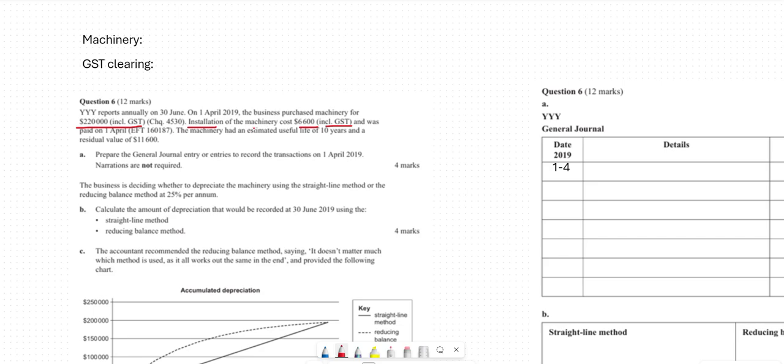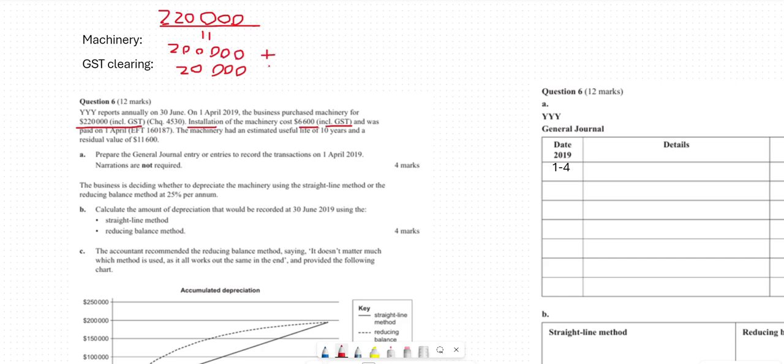So in terms of the maths of this, let's just be mindful that we've spent $220K on our machinery, which includes the GST. So we divide that into 11 parts, and 1/11 of that is our GST, which is 20K on your calculator or in your head. And the other 10/11ths is your machinery cost, which is 200. 200 plus 20 equals 220.